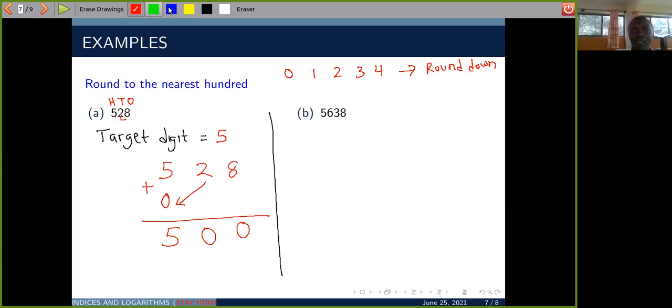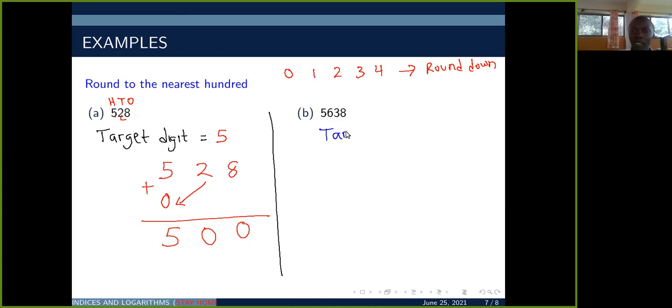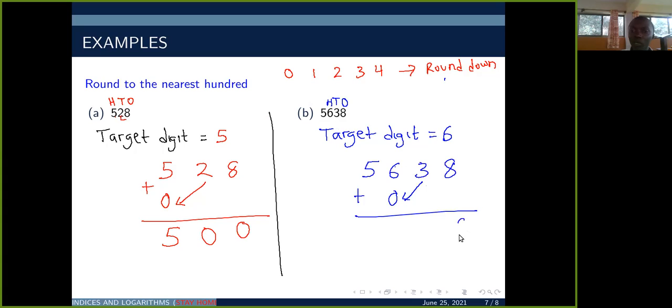What about the next one? The next one also I ask, what is my target digit? I first give the place value: 1, 10, 100. So my target digit is 6. That is the target digit. So I say 5, 6, 3, and 8. Which digit is on the right of 6? It is 3. Where does it lie? Rounding downward. So I will come here and I also add a 0. Adding a 0, this one becomes 0, 0, 6, and 5. So that is how we do rounding.